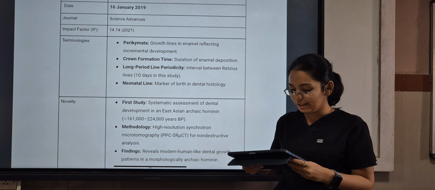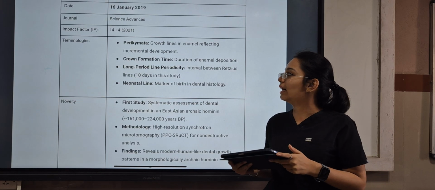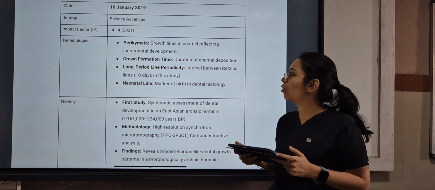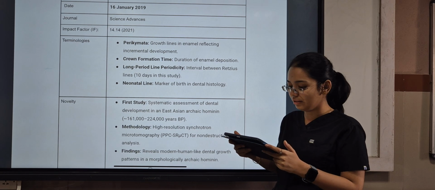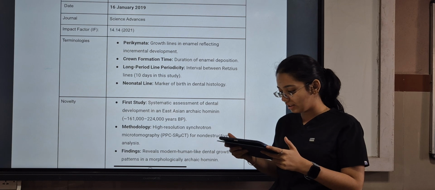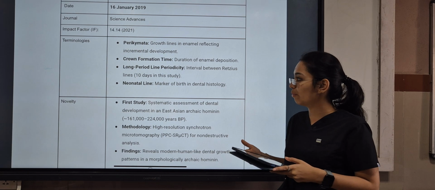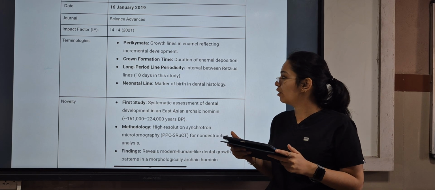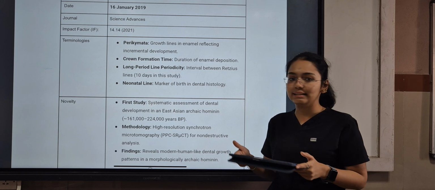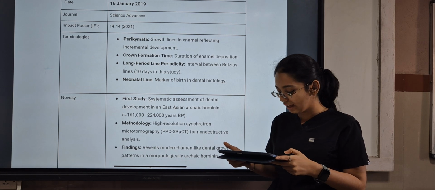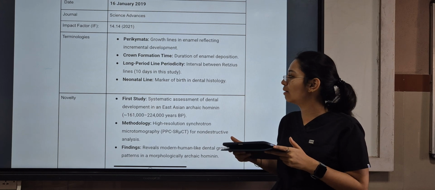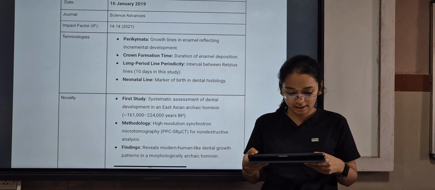The terminologies used in this study are perikymata, which are nothing but the growth lines in enamel reflecting incremental development; the crown formation time, which is the duration of enamel deposition; and long period line periodicity, where the interval between the Retzius lines, that is 10 days in this study, is studied; and the neonatal line, which is the mark of birth in dental histology.